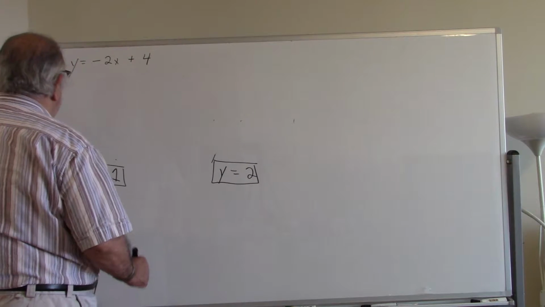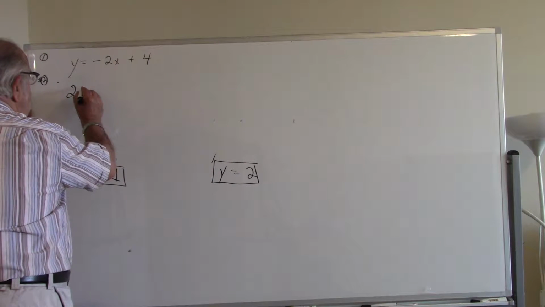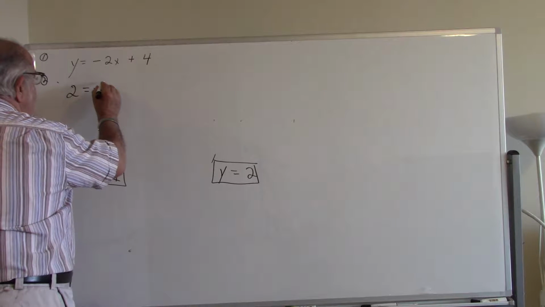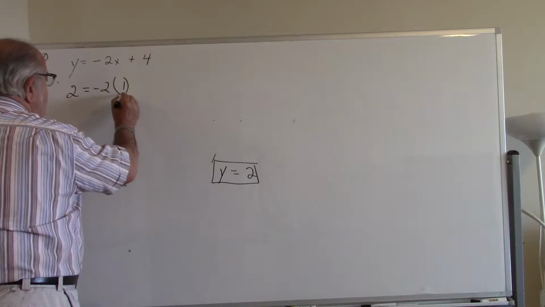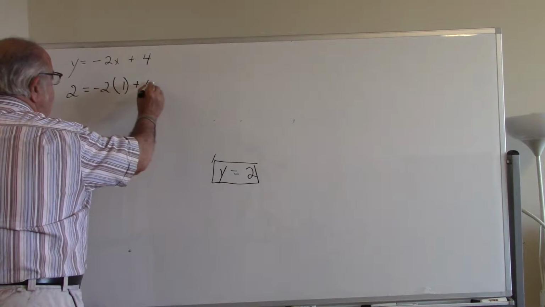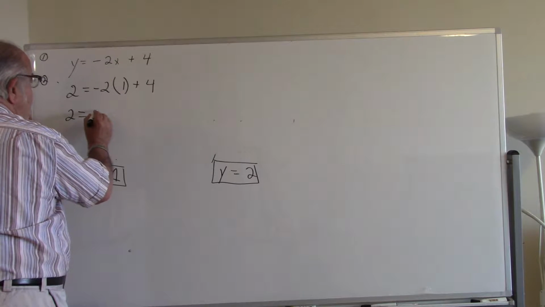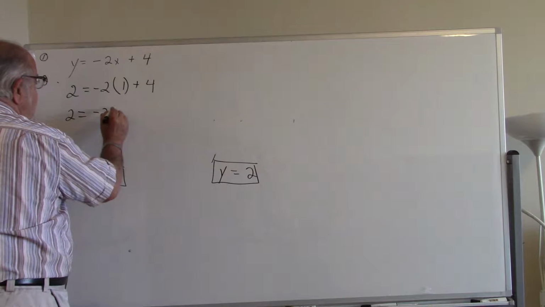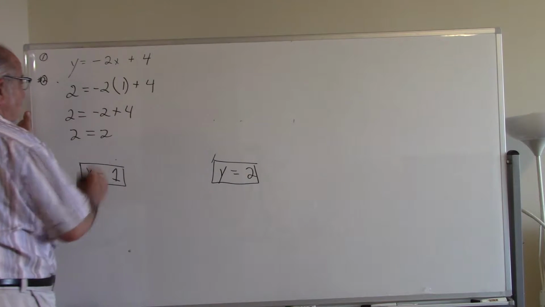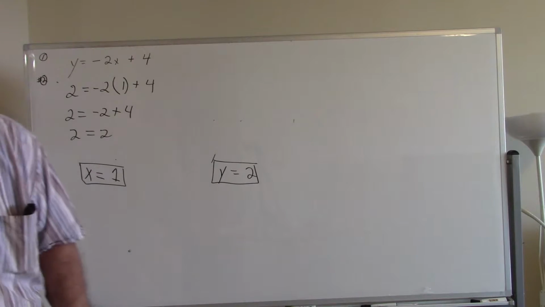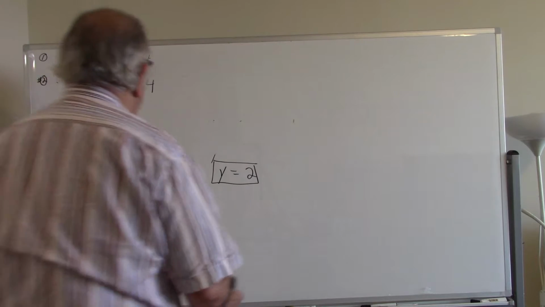Alright, so here we go. y is 2. 2 equals minus 2 times 1, plus 4. Yeah, 2 equals minus 2 plus 4, 2 equals 2. It checks out. And the other problem that I erased was this here.